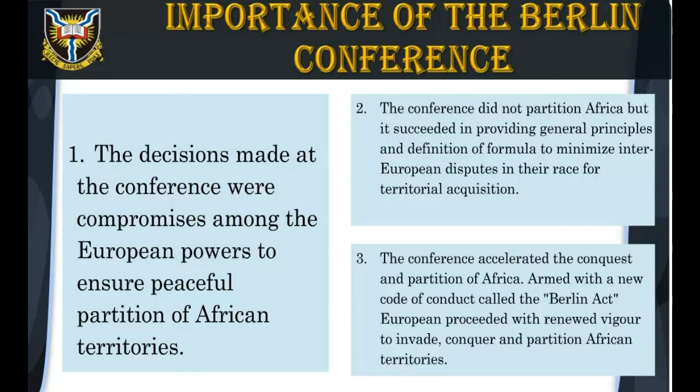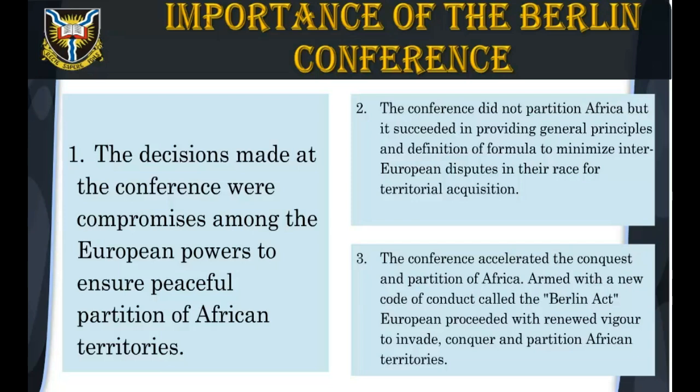Importance of the Berlin Conference. The decisions made at the conference were compromises among the European powers to ensure peaceful partition of African territories. The conference did not partition Africa, but it succeeded in providing general principles and definitions of formula to minimize inter-European disputes in their race for territorial acquisition.